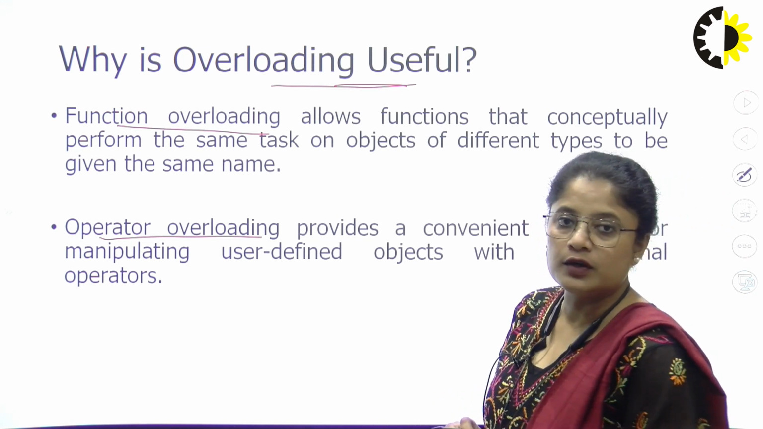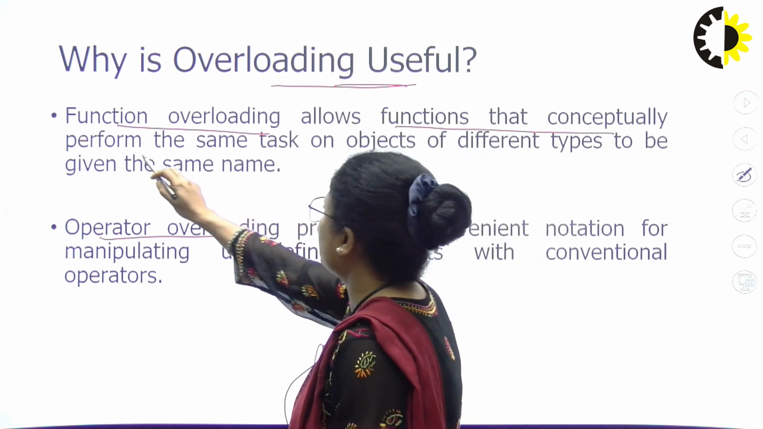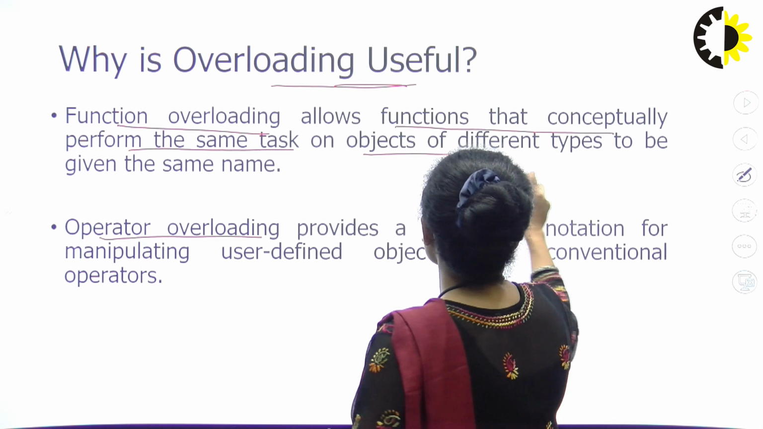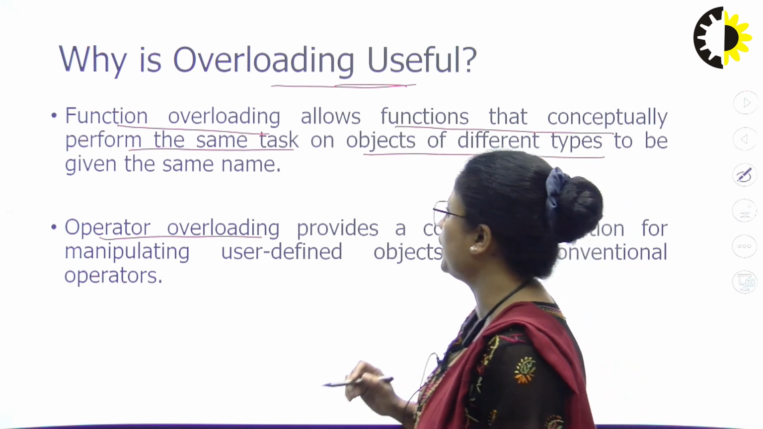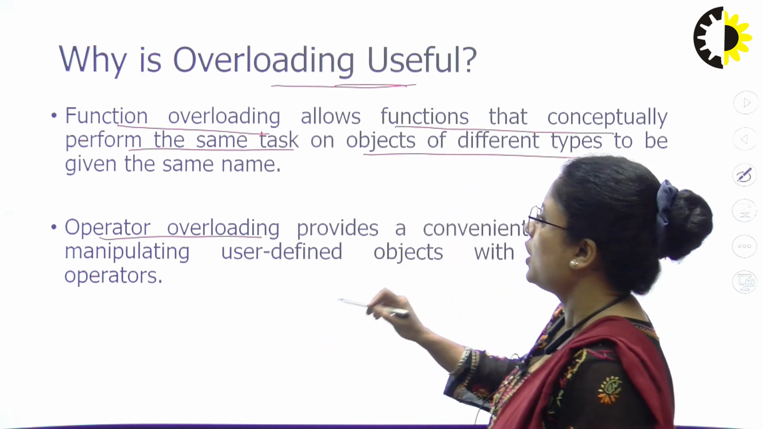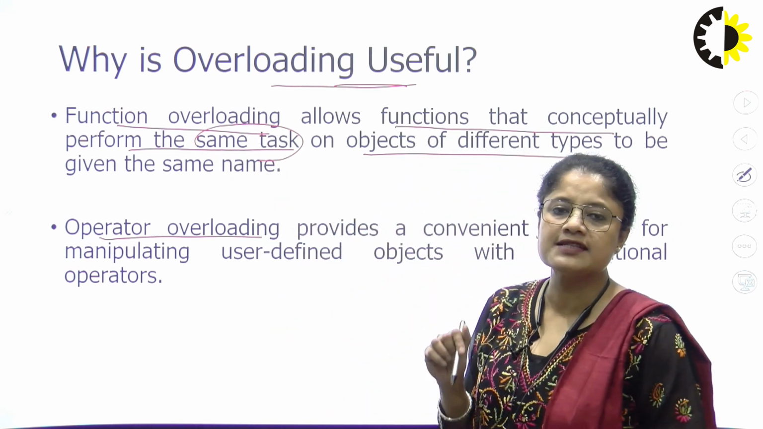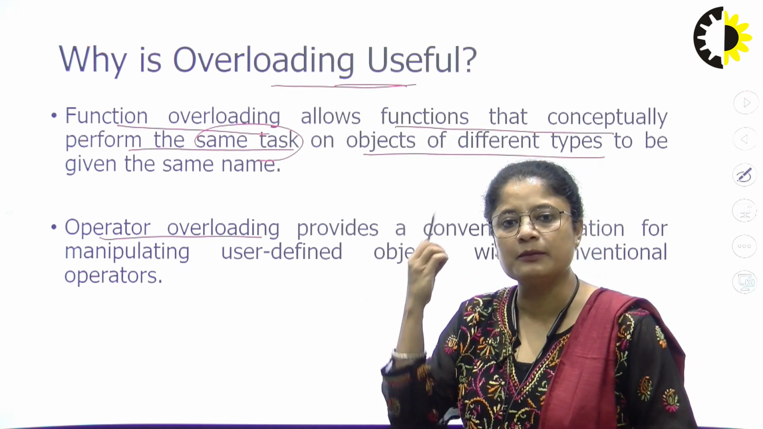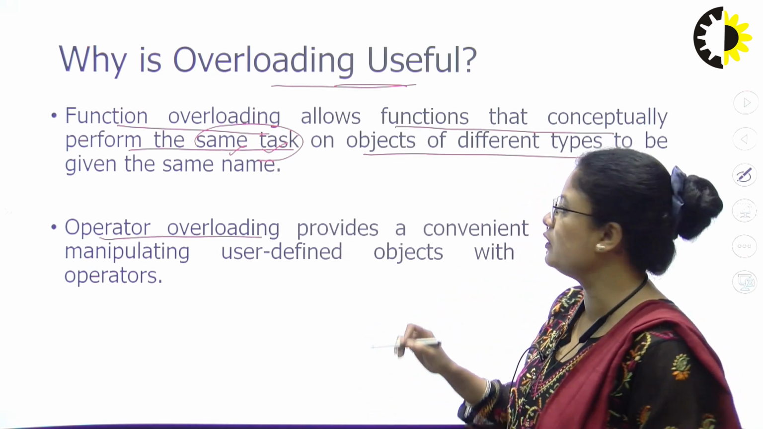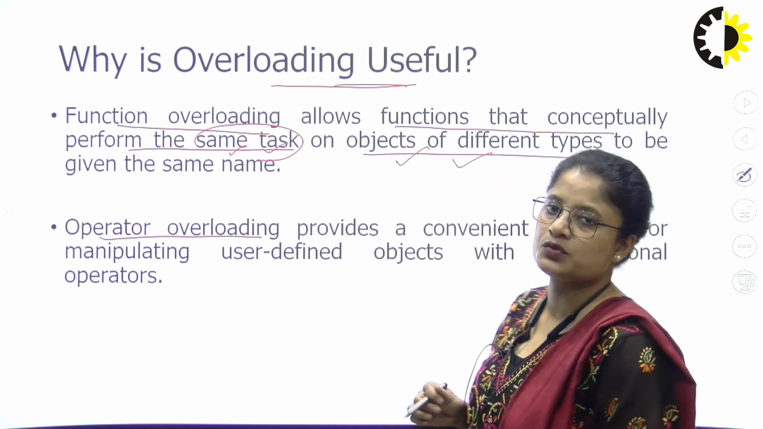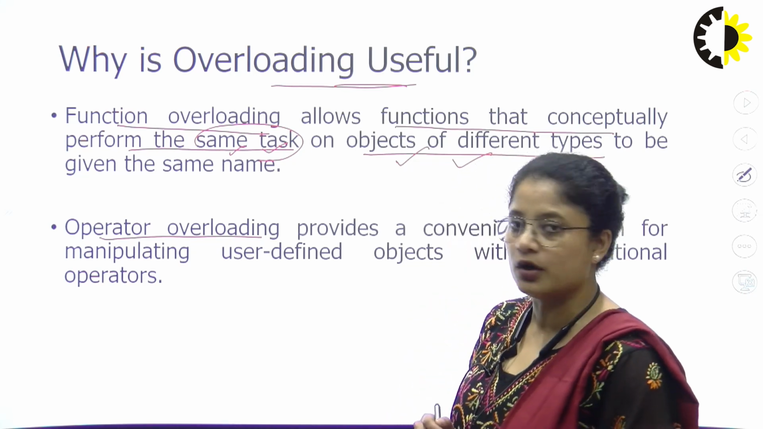Now, what is function overloading? Function overloading allows a function that conceptually performs the same task on objects of different types to be given the same name. That means we will have multiple functions with the same name, performing a similar kind of task, but the difference will be in the objects on which those functions perform the task. This point will become clearer when we take up some more examples.